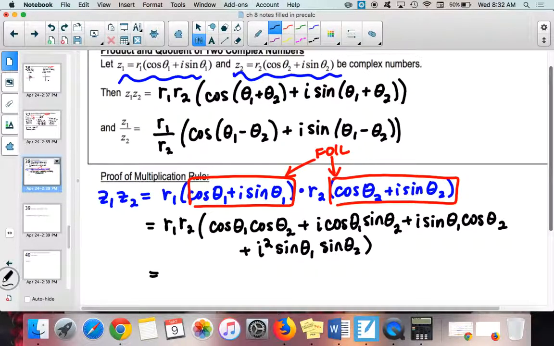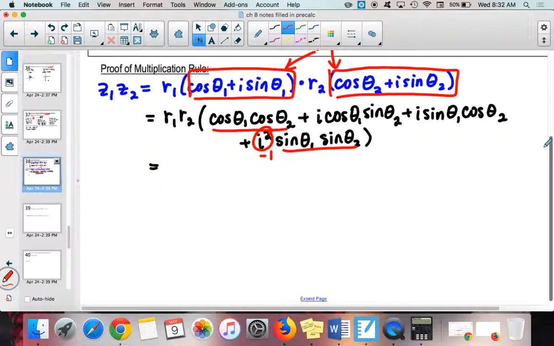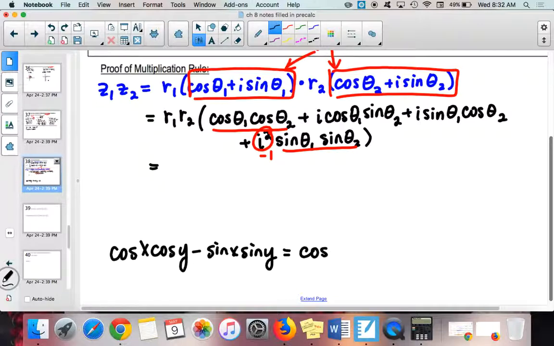If we had something that looked like cosine, cosine, minus, remember this is going to be minus, sine, sine. Do you guys remember what that was? If I had cosine of x, cosine of y, minus sine of x, sine of y, that ended up being cosine of x plus y or x minus y? That's x plus y, right? So that's what we're using.